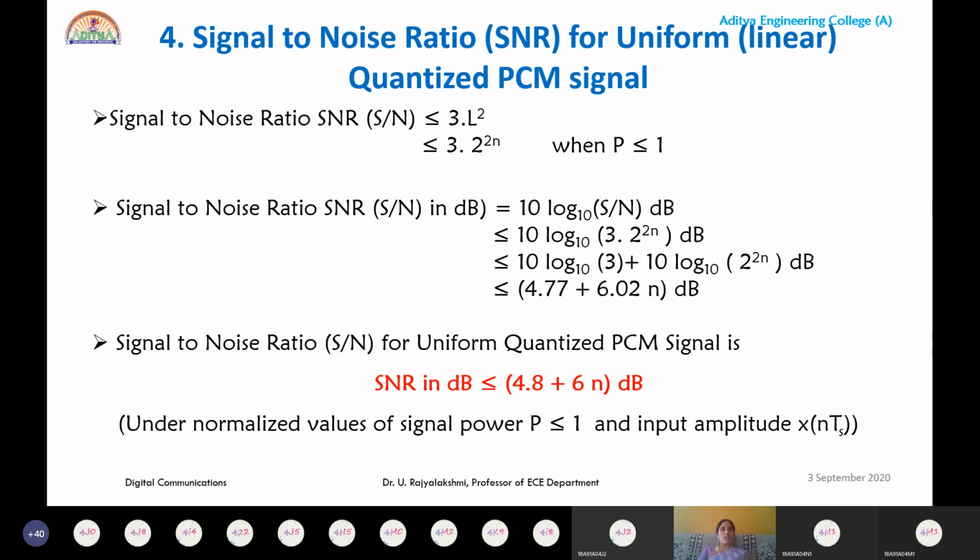Okay, so under these assumptions, we got SNR less than or equal to 3 into 2 power 2n. If you want the signal in decibels, take 10 log of the respective value in normal values. So that is 3 into 2 power 2n. Upon simplification, because log xy splits into a summation, finally you get less than or equal to 4.77 plus 6.02 n. So that is the general expression under normalized input and normalized signal power. Okay, let us move to the next slide.